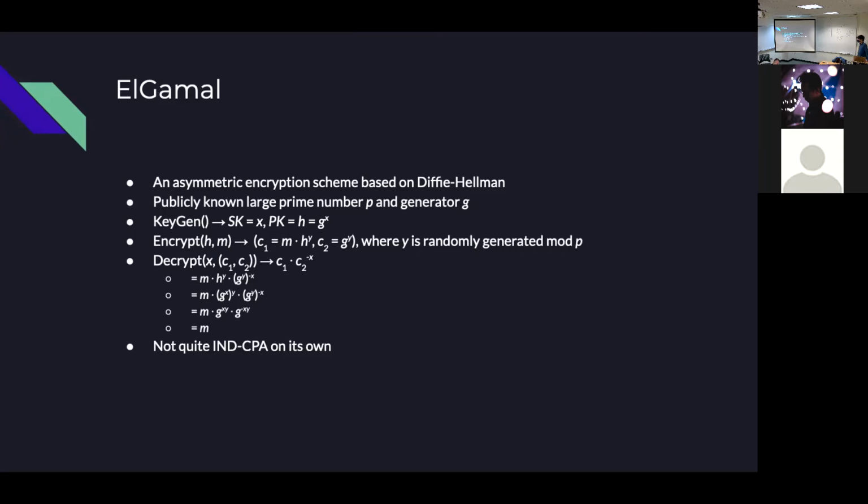Of note, this is not quite CPA secure on its own. The easiest reason to see why is that if M is 0, you can very clearly tell that this part will be 0, and the adversary can use that as a distinguishing mechanism. So you do need a bit more on top of this in order to make it secure, but it's good enough for purposes of this class.